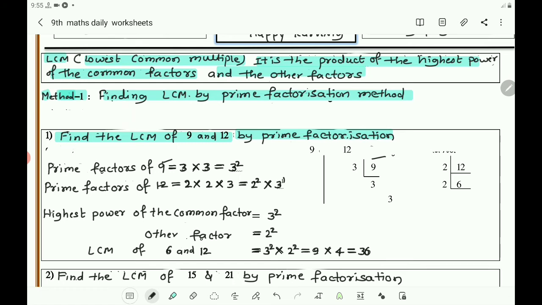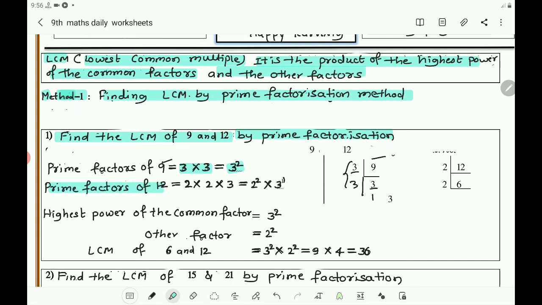Take 9. You know that 9 is not divisible by 2. It is divisible by 3. So divide it by 3. 3 threes are 9. Again, take 3, 3 ones are 3. So the product is 3 and 3. What are the factors of 9? 3 into 3. You can express that in exponent form as 3 power 2. Then take the next number, 12.